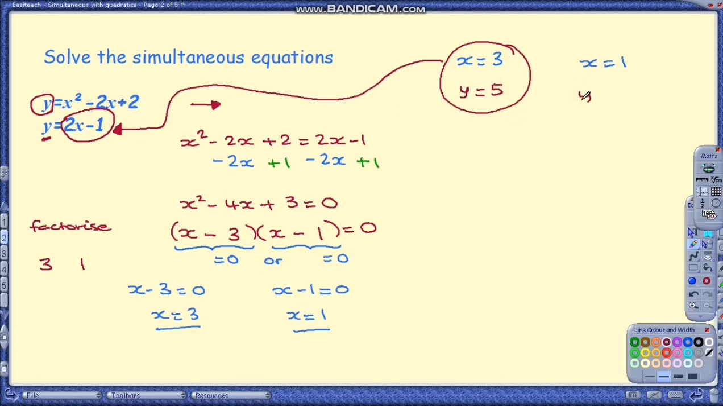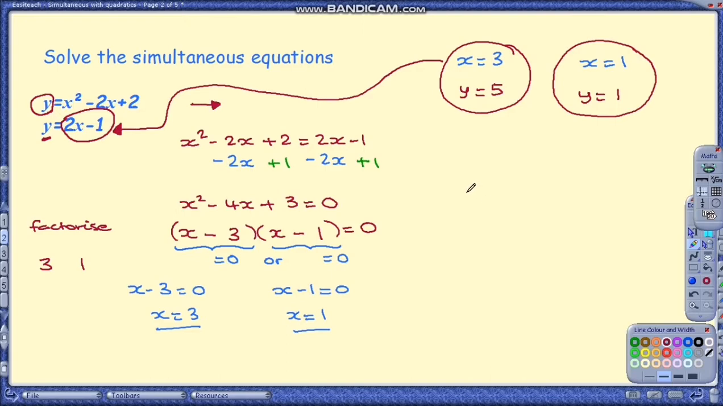And for the second one, when x is 1, I'm going to do the exact same thing and I'm going to substitute it into this equation. This time I'm going to do 2 times 1 because x is 1. 2 times 1 is 2. Take away 1 is 1. So these are your solutions.